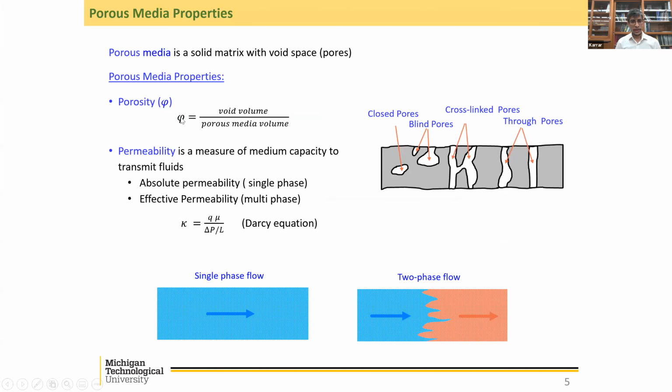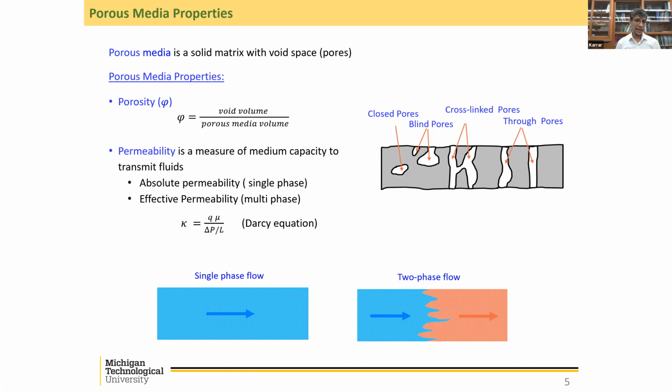Yeah, so basically porous media is a solid matrix with void space, which are the pores. The main property that we usually use as a property of the porous media is the porosity, which is the void volume to porous media volume. Another important property is the permeability, the capacity of porous media to transmit the fluid. So permeability is unlike porosity.